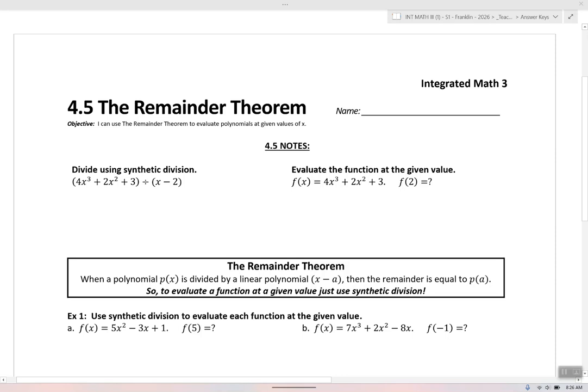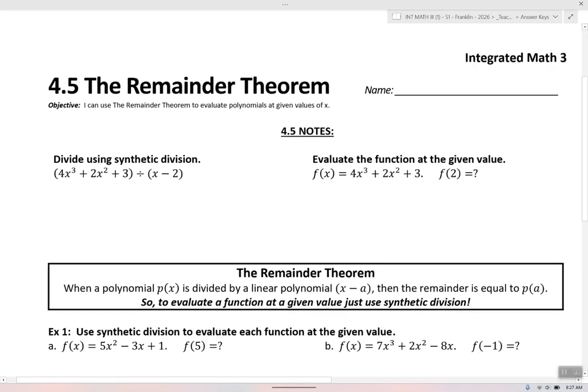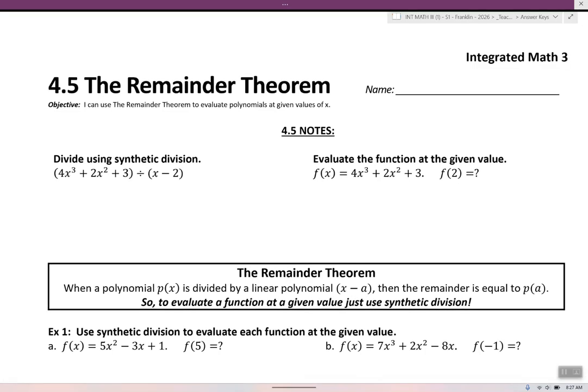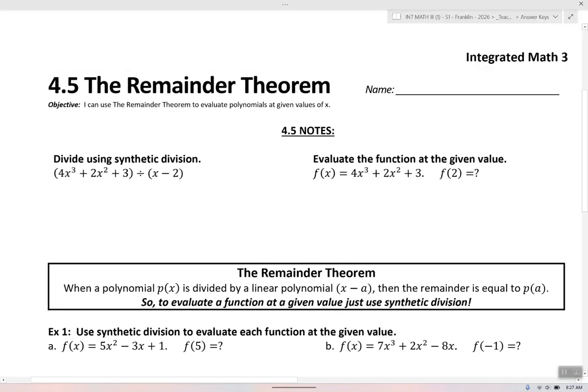All right, let's build on the previous notes, which were about synthetic division, with what's called the remainder theorem. What we're going to do is use the remainder theorem to evaluate polynomials at given values of x. We'll see what that means in a minute. First, we're going to do these two quick pre-examples. First, we'll divide this polynomial using synthetic division.